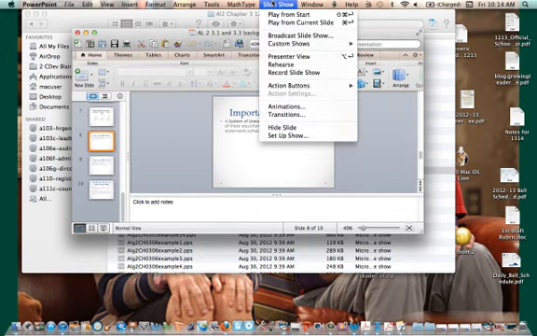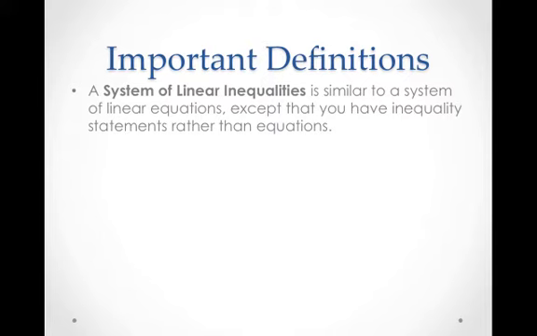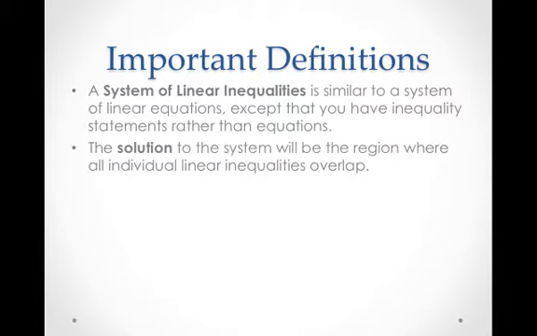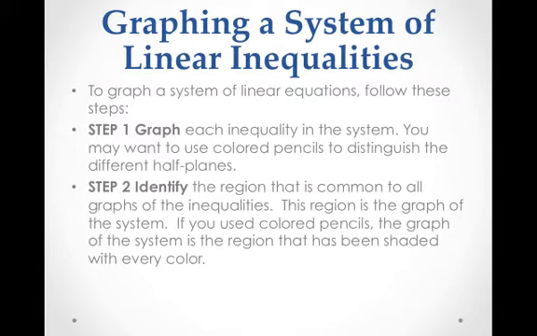Welcome back. Now we're going to talk about systems of linear inequalities. A system of linear inequalities is similar to a system of linear equations, except that you have inequality statements rather than equations. The solution to the system will be the region where all individual linear inequalities overlap. So you're looking for the area of overlap.